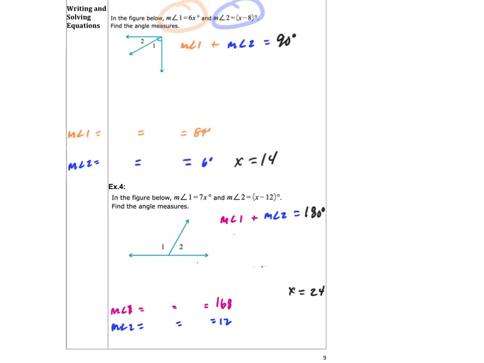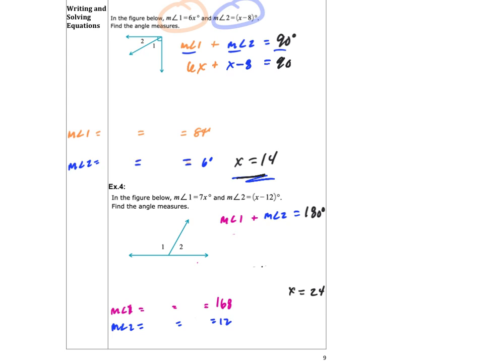Okay, so as you solve this, you should have come up with x equals 14 on the first one, because you had the measure of angle 1 plus the measure of angle 2 equaled 90. As you went through the steps to solve that, you found that x equaled 14. You would have substituted 6x for the measure of angle 1 and x minus 8, and that would have equaled 90. Then when you solve for x, you got x equals 14.